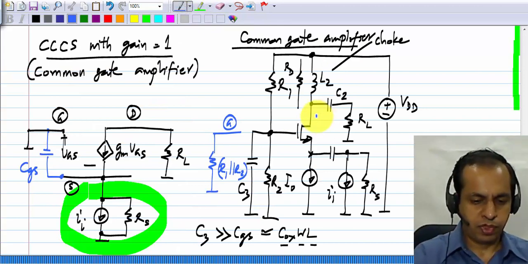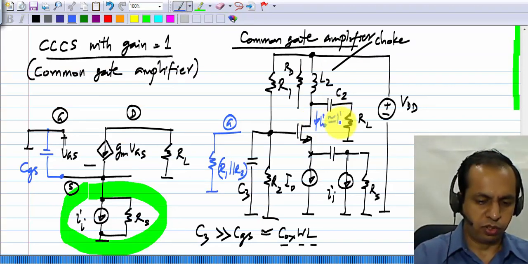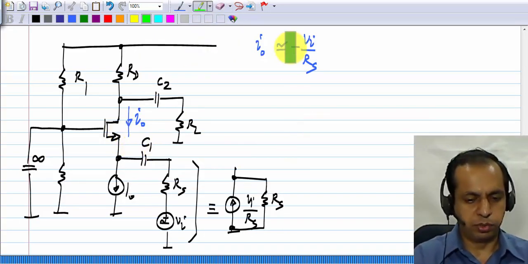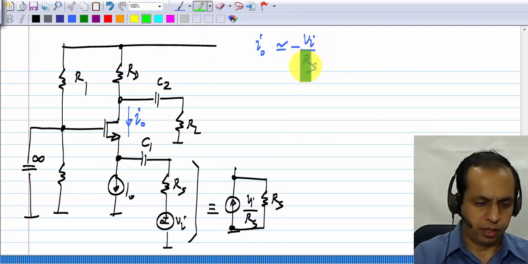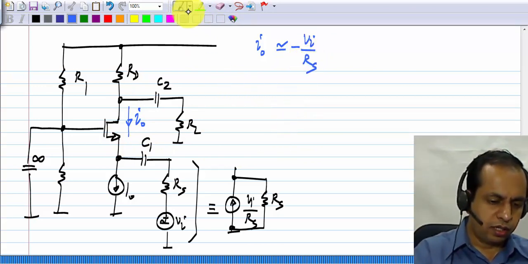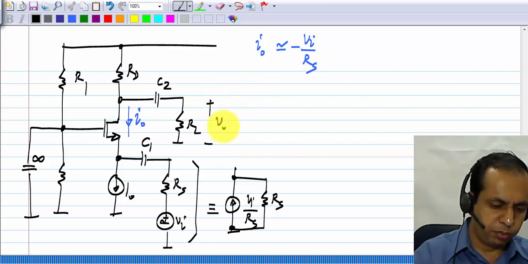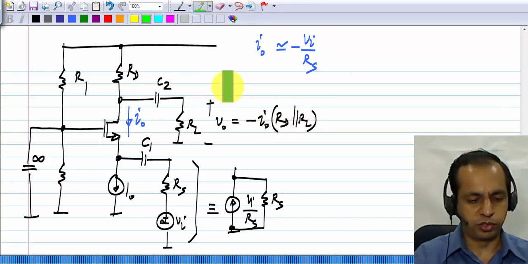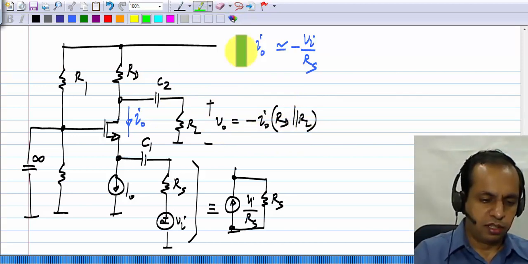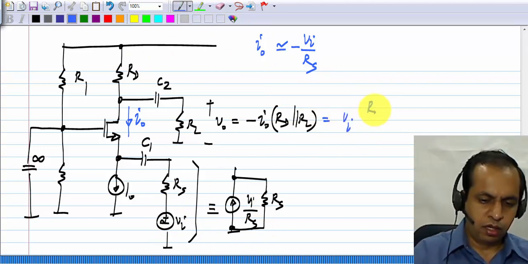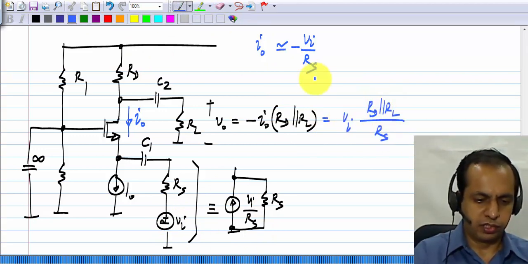In this case, this current here I naught was approximately equal to the input current, but the input current is pointing downwards. So in this case, I naught is approximately minus VI by RS. Okay. And if you again take the output voltage instead of the output current, what will this V naught be? It will be minus I naught times RD parallel RL. Okay, this is assuming C2 is large enough for it to be a short circuit and so on. If that's the case, then the output voltage with a voltage source input will be VI times RD parallel RL by RS.